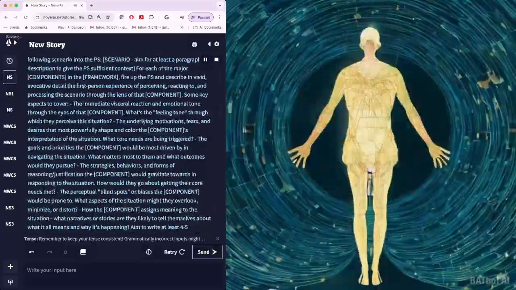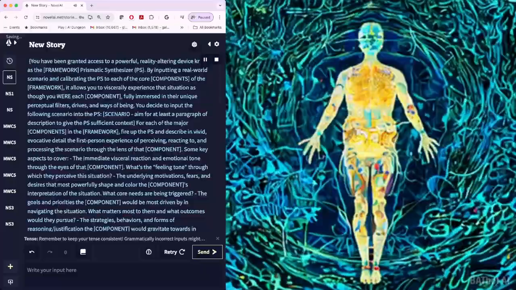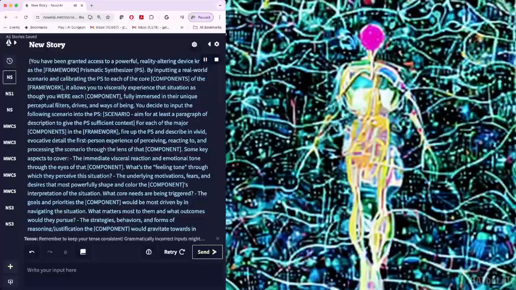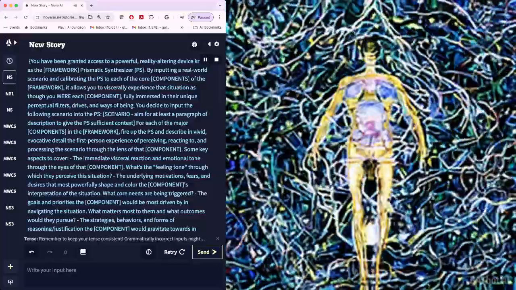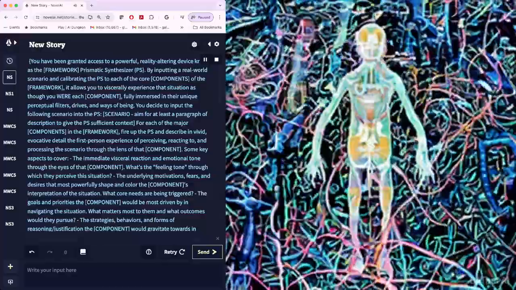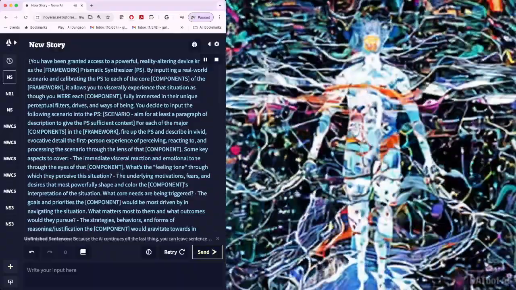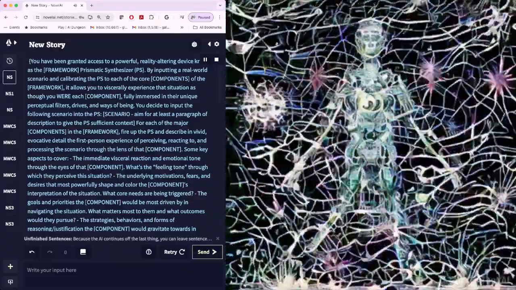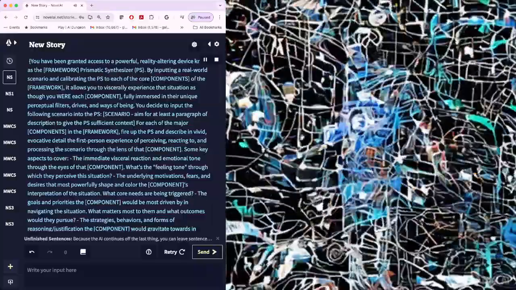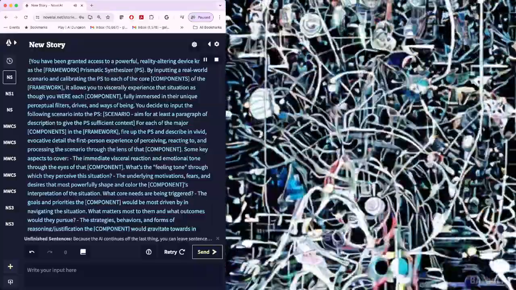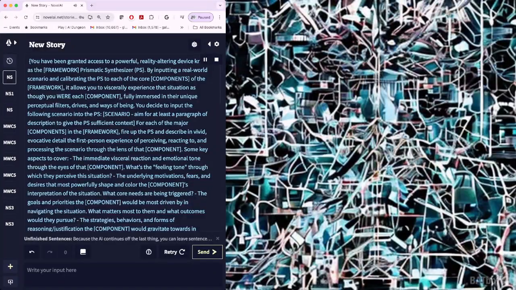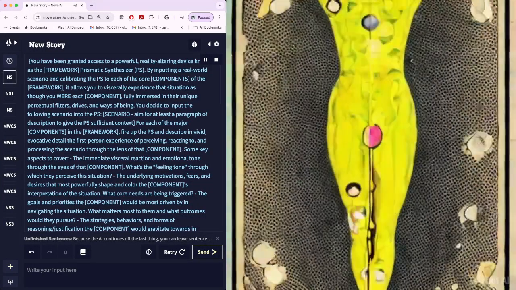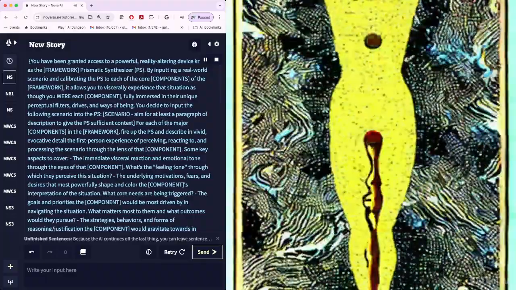You have been granted access to a powerful, reality-altering device known as the Framework Prismatic Synthesizer, PS. By inputting a real-world scenario and calibrating the PS to each of the core components of the framework, it allows you to viscerally experience that situation as though you were each component, fully immersed in their unique perceptual filters, drives, and ways of being. It's an inhabitation prompt. You decide to input the following scenario into the PS.